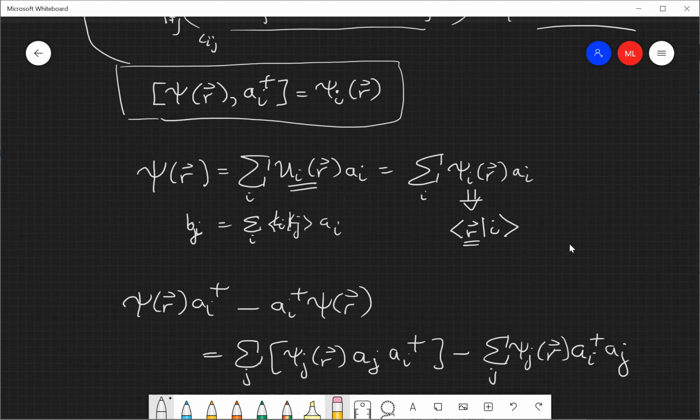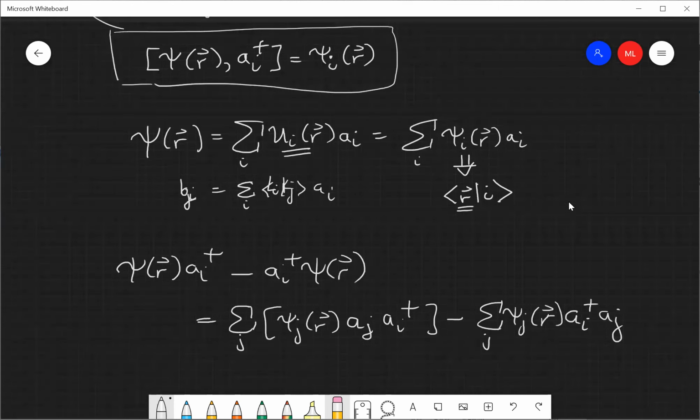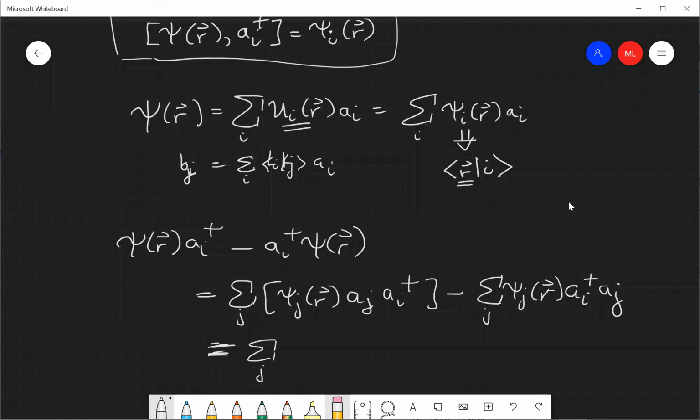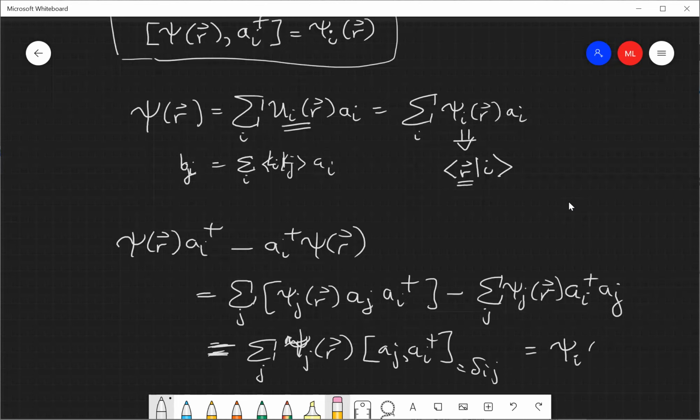So we can combine these two things, and what we get is the sum over j of psi j, R, and again, these are the wave functions. And then we have a commutation relation between aj and AI dagger. But we know that this thing is just equal to delta ij. So the sum gets killed off and we're just left with a single wave function in the ith state, like that. So that proves it. That proves this commutation relation.